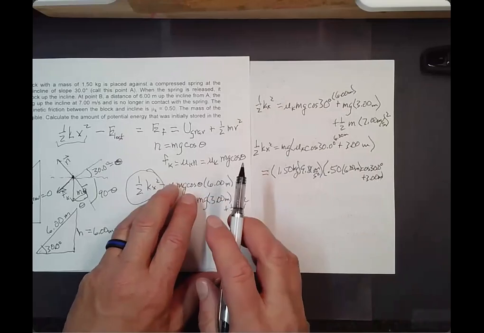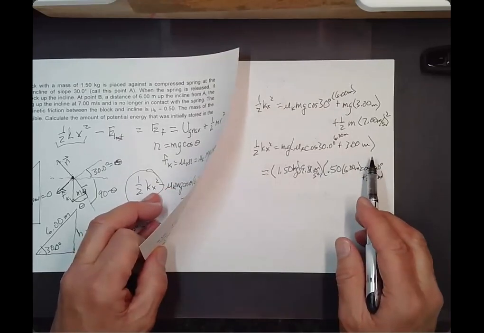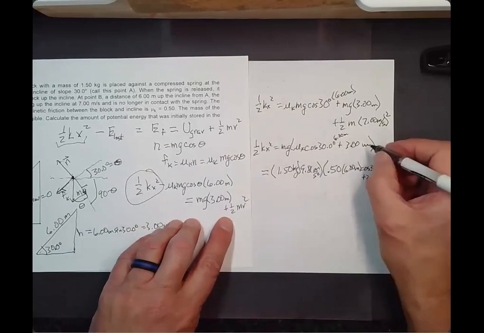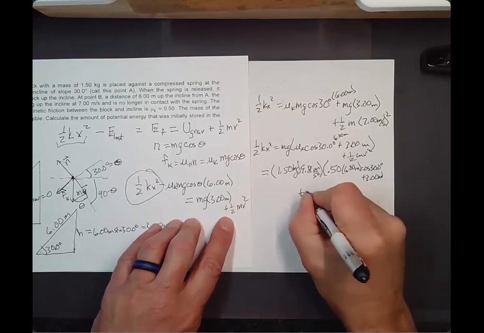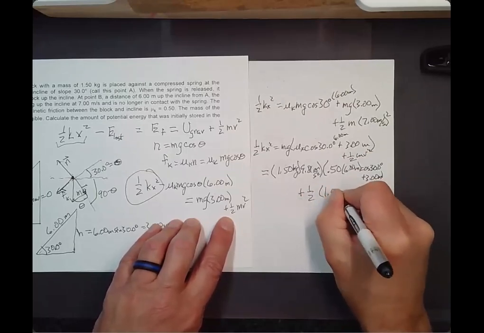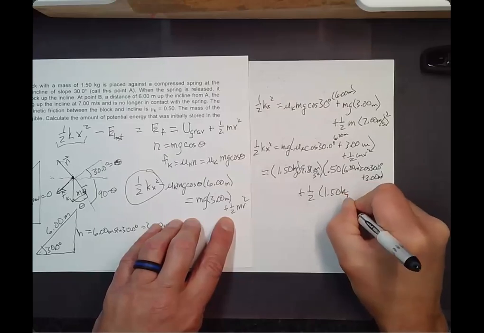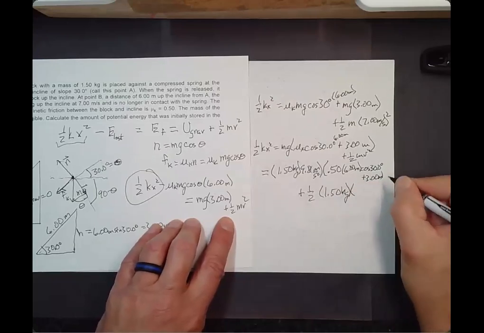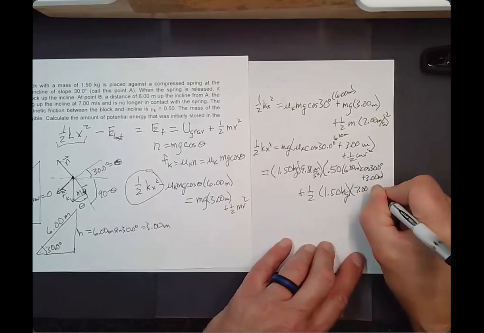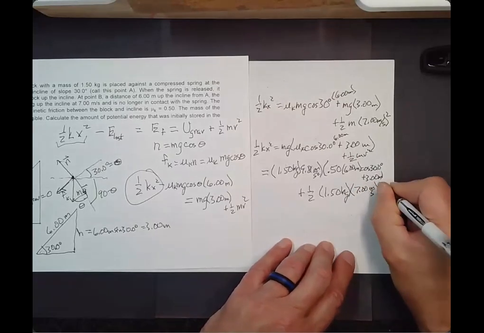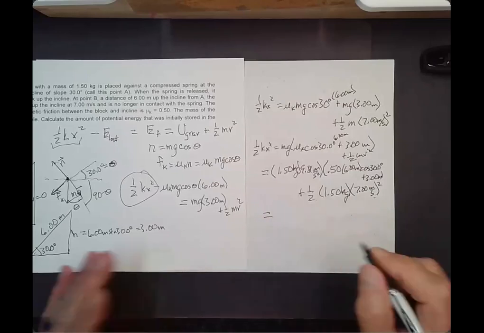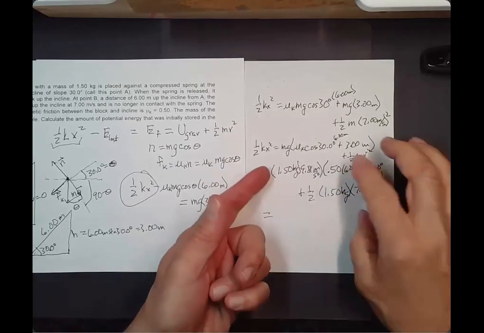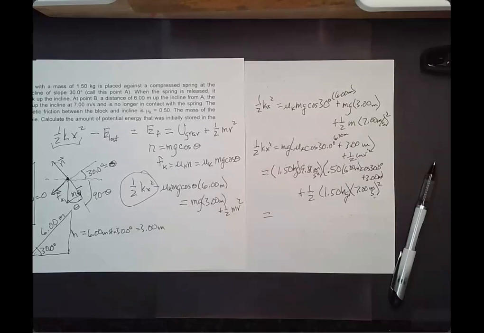And then somewhere on here, I forgot to write down my 1/2 mv squared. There we go. Plus 1/2 times 1.50 kilograms times 7 meters per second, quantity squared. Okay, this will be joules. Unit-wise, we're just fine. And so all you'd have to do is multiply all this stuff out together without making a mistake, and you'd get the value. So I'm not worried about that.